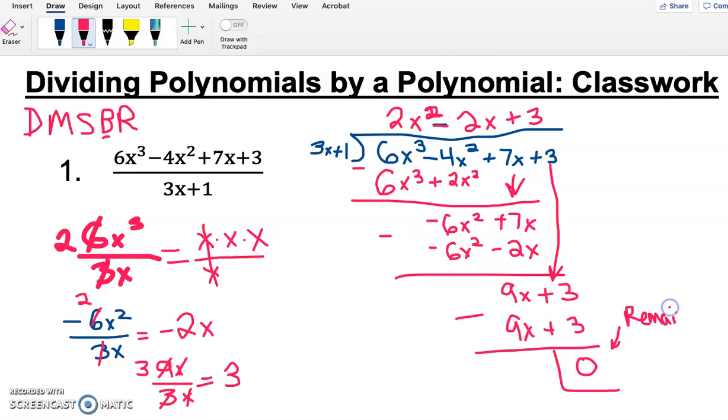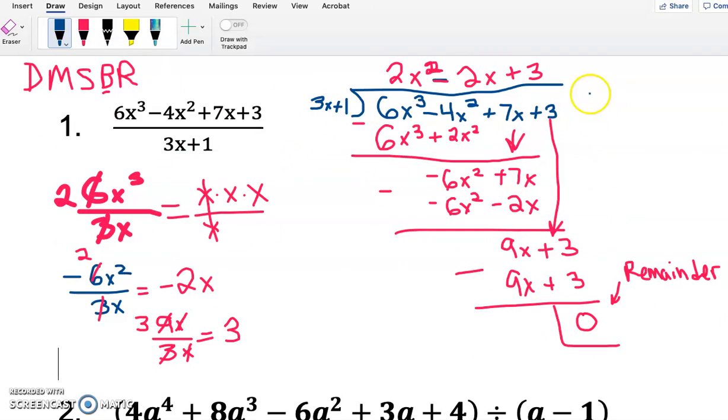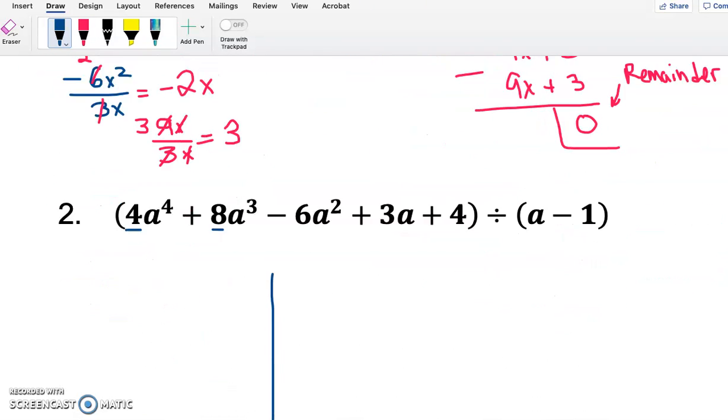Our remainder is 0. So if our remainder is 0, we know that what we divided by is actually a factor of the dividend. So the divisor is a factor of what's under the symbol. Okay, so let's continue and let's see what number 2 is.